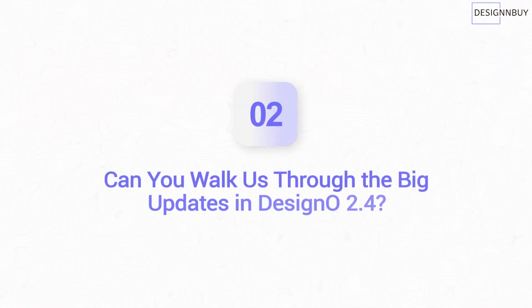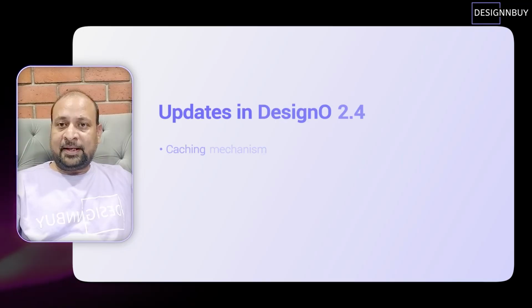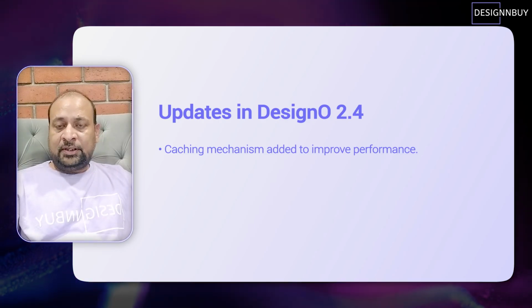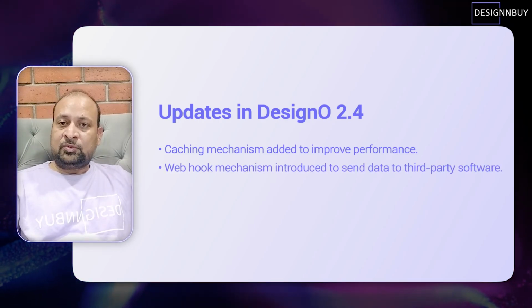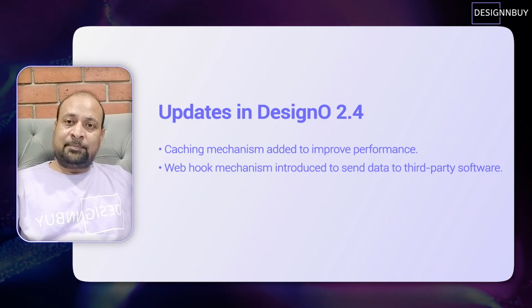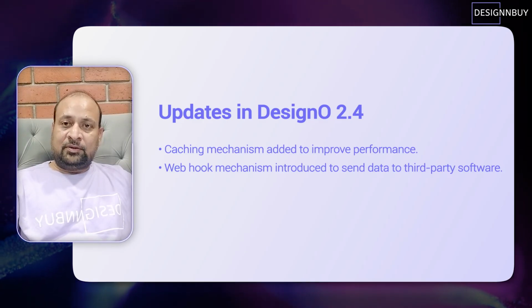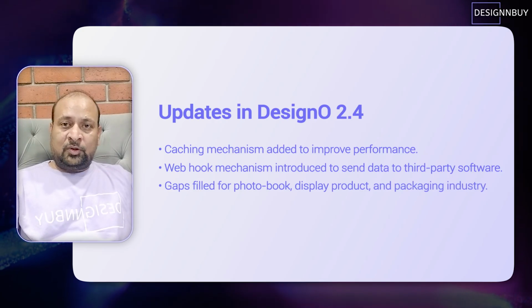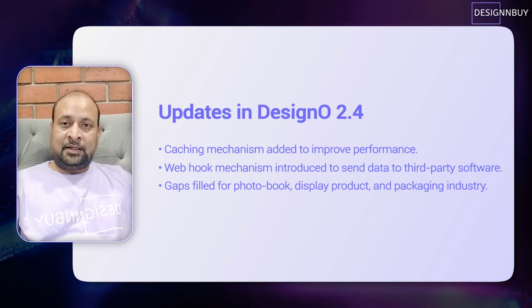Can you walk us through the big updates in DesignO 2.4? In DesignO 2.4, we have implemented a caching mechanism to improve the performance of the platform. We have also introduced a webhook mechanism to send data to any third-party software from DesignO. We have also filled all the gaps for the photo book industry, display product industry, and packaging industry. Now our software is fully equipped for all these industries.